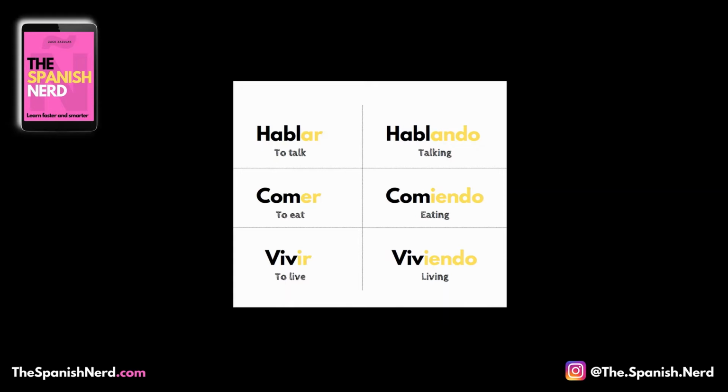So just for clarity, here's another breakdown of what we've been looking at. Hablar would be hablando. Comer would be comiendo. Vivir would be viviendo. Makes sense? It's pretty simple. This is going to be probably the easiest one all throughout, but it is going to be reoccurring because this one is very, very important. Okay, you're going to be using these all the time. Let's go to the next page, page 29.